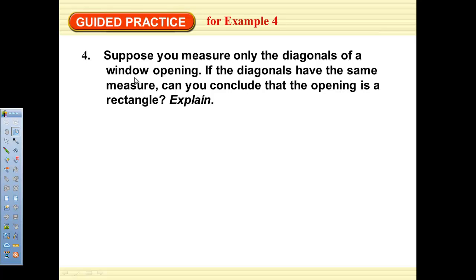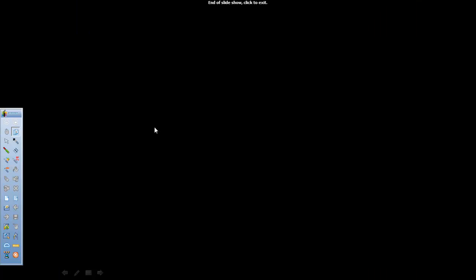Alright, suppose you only measure the diagonals of the window opening. If the diagonals have the same measure, can we conclude that the opening is a rectangle? As long as it's 33 and 44, yes, because the diagonals are congruent in a rectangle, and we already know it's a parallelogram, we would be able to conclude that it's a rectangle. And we're done here.